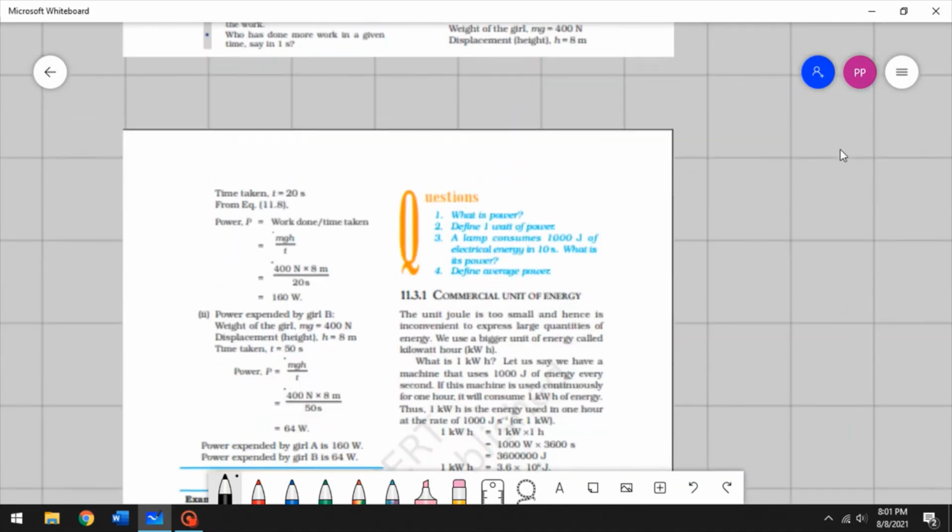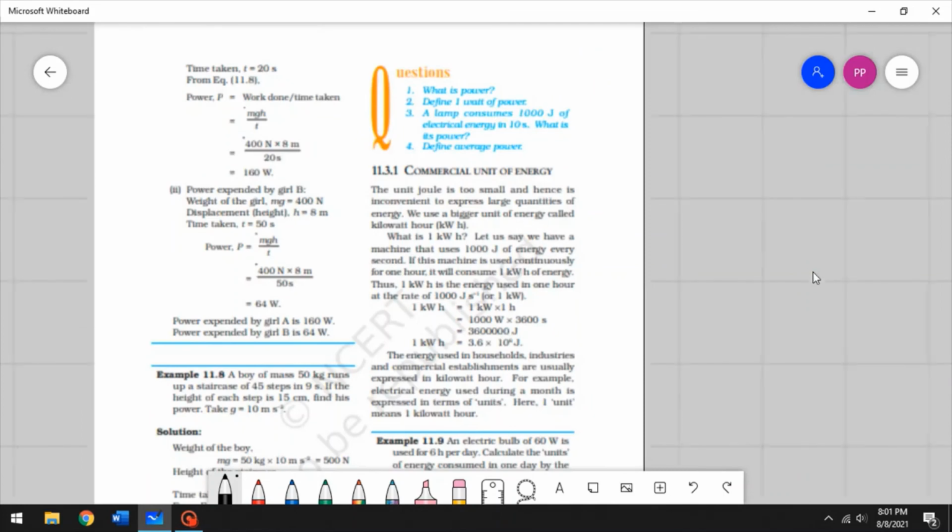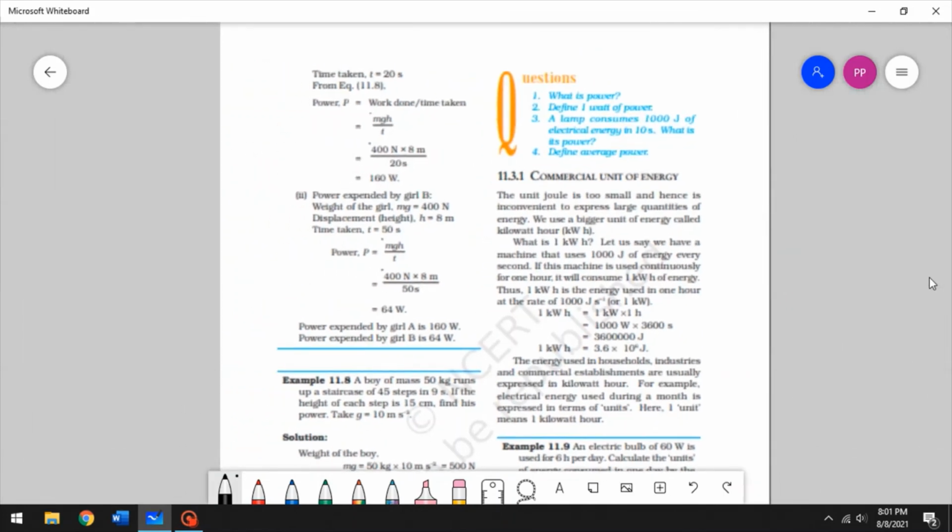And then we have a couple of numericals here and 4 questions that I want you to try on your own. And we are talking about the commercial unit of energy now. So joule is too small to express large quantities, so it's inconvenient. So we use a larger unit of energy called kilowatt hour. So what's kilowatt hour? Let's say we have a machine that uses 1000 joule of energy every second. If this machine is used continuously for 1 hour, it will consume 1 kilowatt hour of energy. So 1 kilowatt hour is used in 1 hour at the rate of 1000 joule per second.